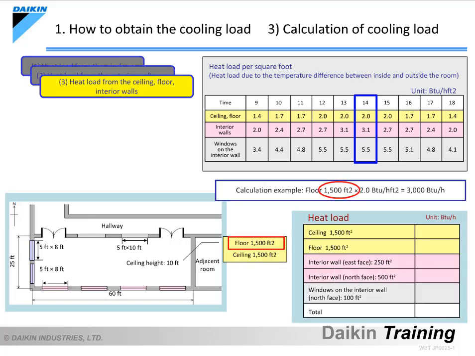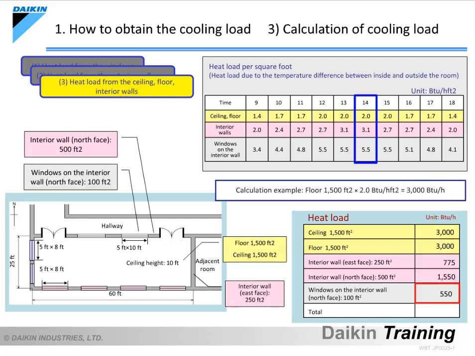The floor area is 1,500 square feet. The heat load per square foot is 2.0 BTU per hour, resulting in a heat load of 3,000 BTU per hour for 1,500 square feet. We can calculate the heat load from the ceiling, interior walls and windows on the interior wall in the same manner. The total comes to 8,875 BTU per hour.